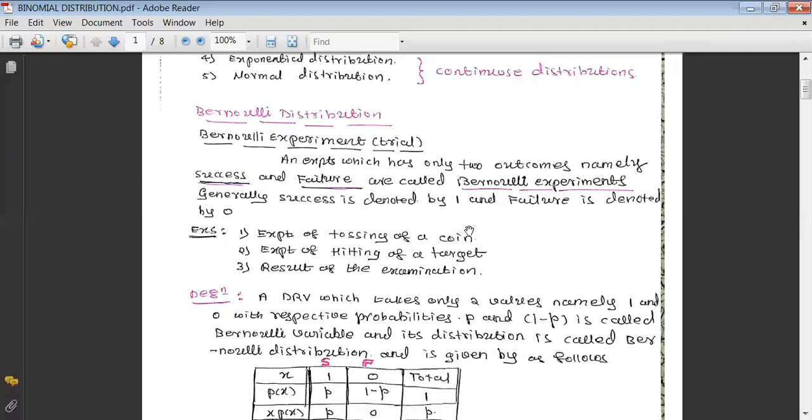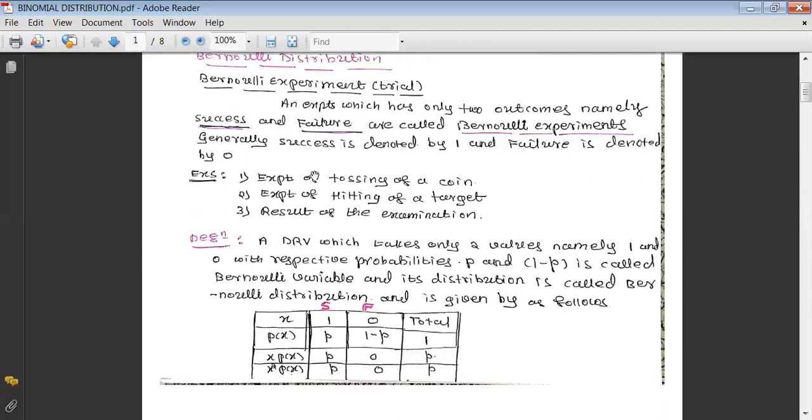We can quote many examples for this Bernoulli trial. First, let us consider the experiment of tossing a coin. When we toss a fair coin, it results in only two outcomes. Either it results in success, that is head, or it results in tail, that is failure. Therefore, this experiment has only two outcomes. That's why it is a good example of a Bernoulli experiment.